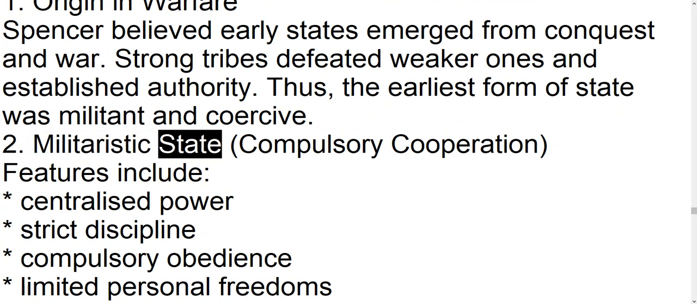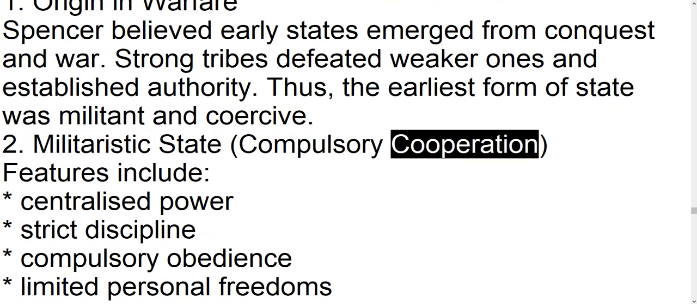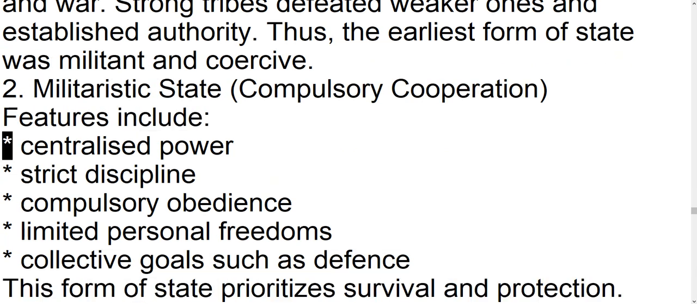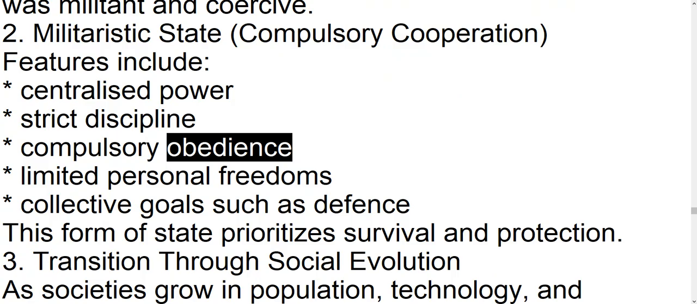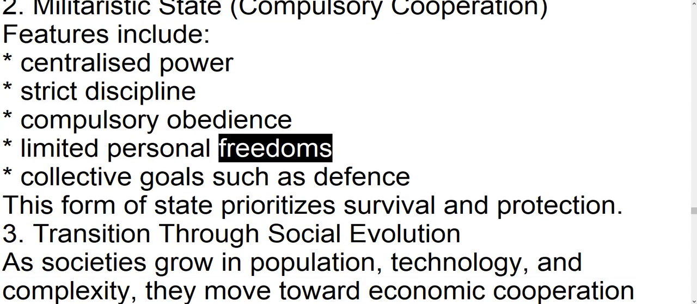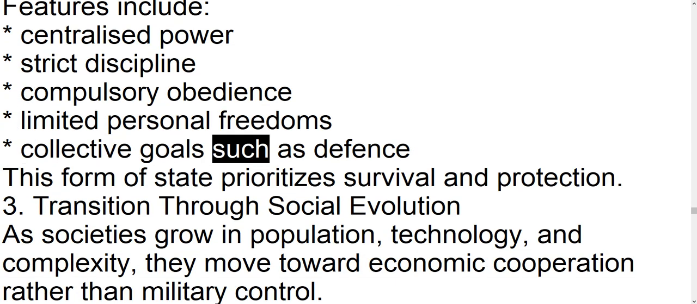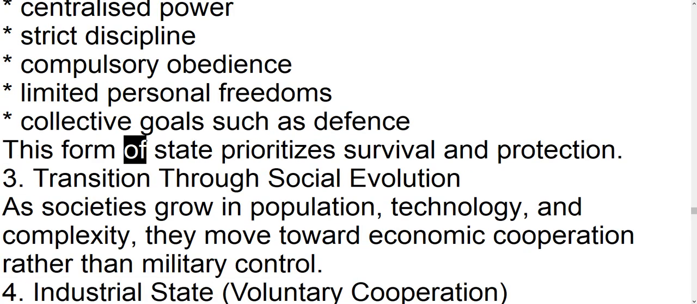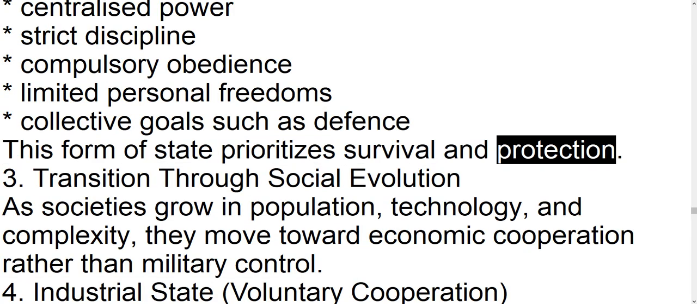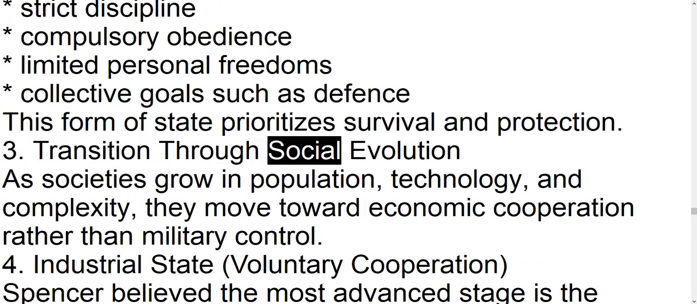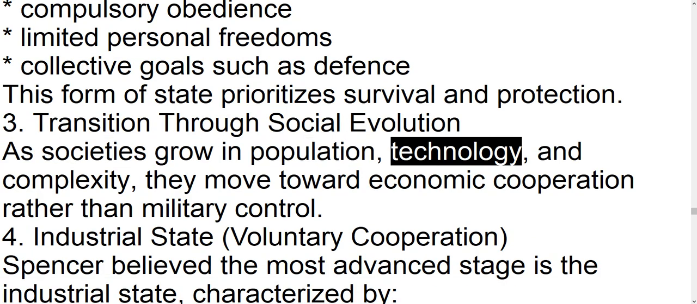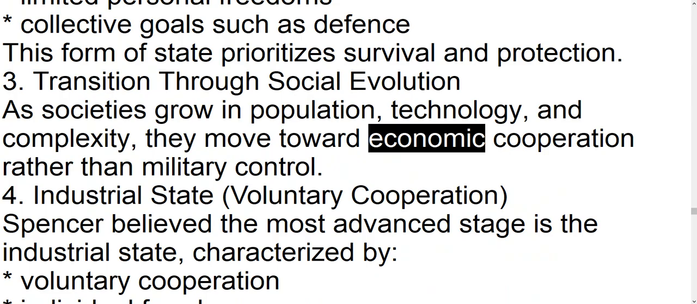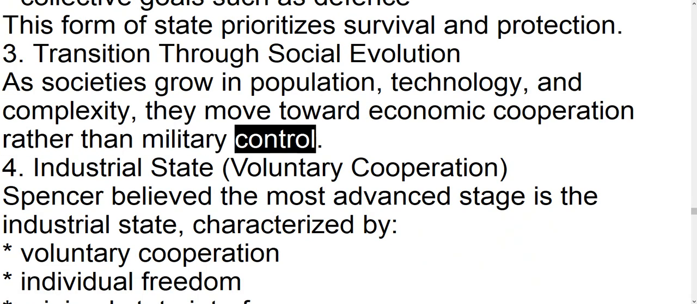2. Militaristic state, compulsory cooperation. Features include centralized power, strict discipline, compulsory obedience, limited personal freedoms, and collective goals such as defense. This form of state prioritizes survival and protection. 3. Transition through social evolution. As societies grow in population, technology, and complexity, they move toward economic cooperation rather than military control.